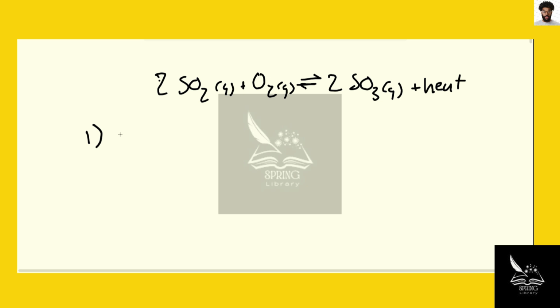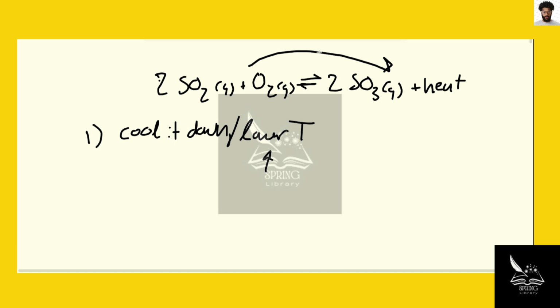Usually when I see these problems, they'll ask what happens if we cool it down, or lower the temperature. Then we have to remember that if we're lowering the temperature, that's like removing a product. So if we lower the temperature, to reestablish equilibrium the reaction is going to want to return the heat that we took out, meaning it's going to want to generate heat so that the temperature goes back to what it would be. So if we cool it down or lower the temperature, we are going to push the reaction forward.